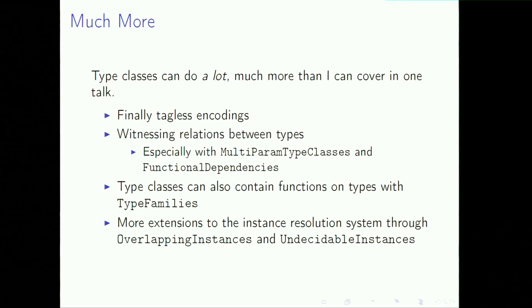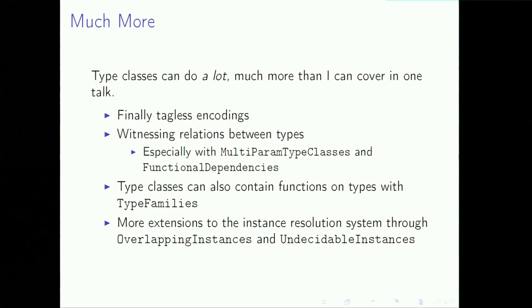When we introduce the extensions multi-parameter type classes and functional dependencies, type classes actually begin to act more like relations between types. So we can start to use type classes to do type-level programming. We've seen that type classes can have values and functions associated with them. If we enable the type families extension, we also get the ability to associate types with type classes. And this can be useful if we're, for example, modeling an object relational mapper, where we need to talk about data types that can be serialized into a database. And we might want to associate the type of, for example, the primary key of a data type. And we could do this with the type families extension.